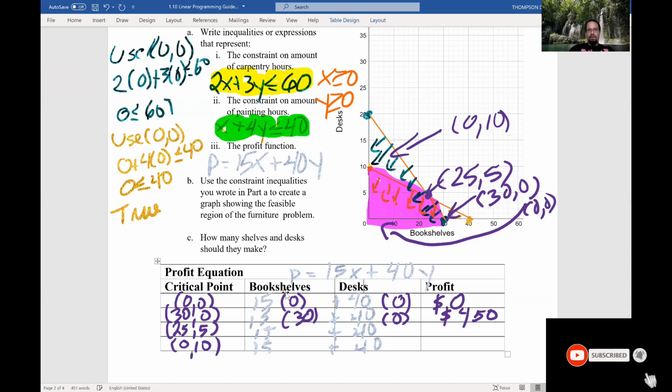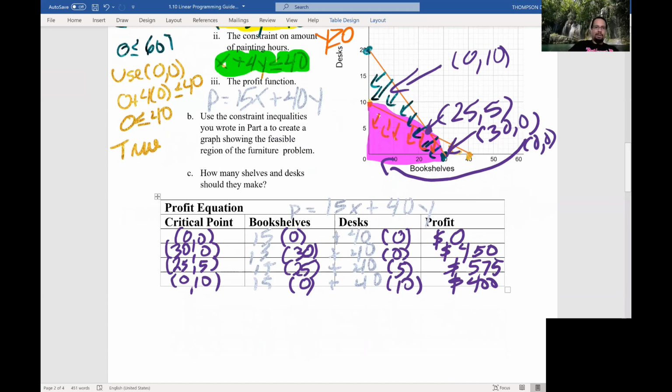Let's fix that, there we go. Then we have 25 bookshelves and 5 desks. Let's see how much that gives. 15 times 25 plus 40 times 5 gives us $575. And then we have 0 bookshelves and 10 desks. So 15 times 0 is 0, and 40 times 10 should be 400. So now we can see the highest number is $575.